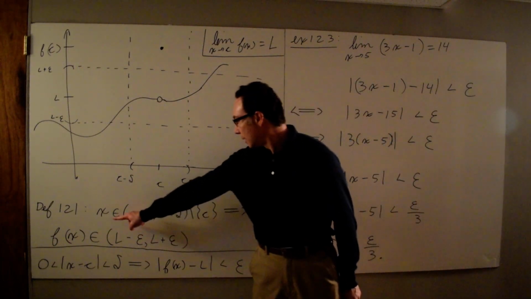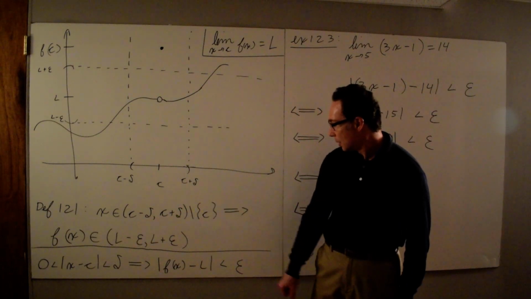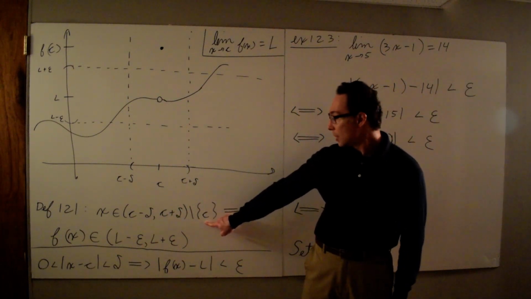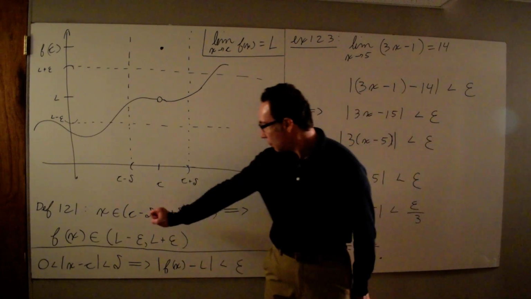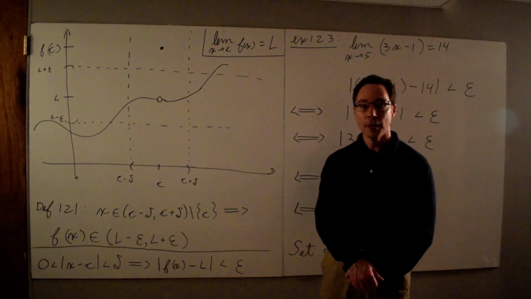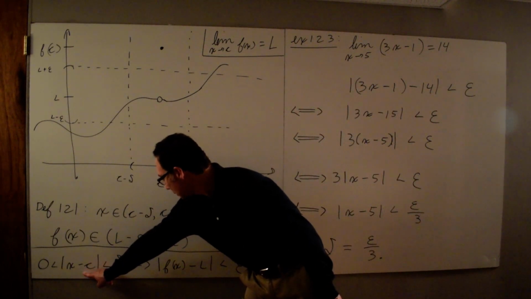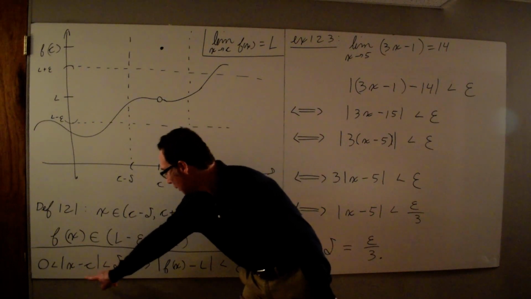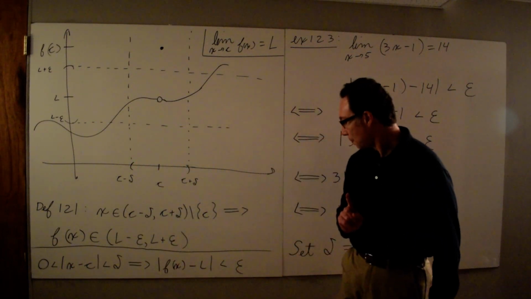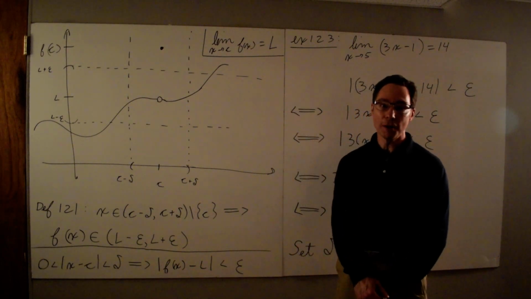But it says that if x is in the interval c minus delta to c plus delta, but without c, that implies that f of x is in the interval L minus epsilon to L plus epsilon. And another way to say that is that if the distance between x and c is less than delta, but greater than 0, then the distance between f of x and L is less than epsilon.